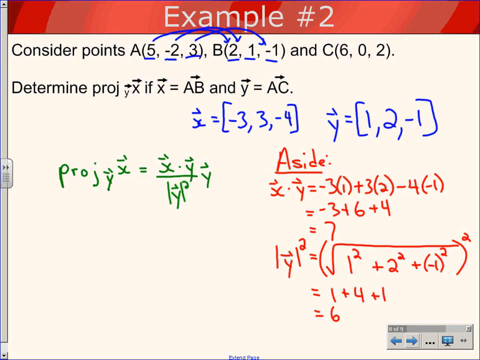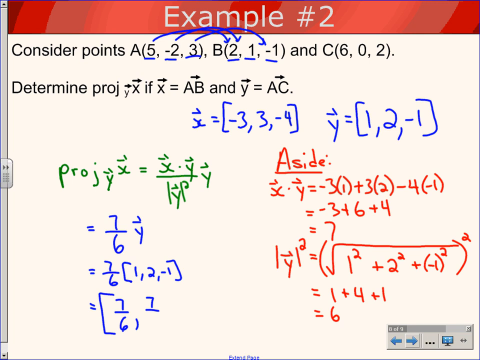Okay, all the work's done on the side. Back to the projection. I'm just going to slide over a little bit so I have more space. 7 on the top. Again, fingers crossed I did all those calculations right. 7 over 6 times vector y, which we should simplify a little bit. That's 7 over 6 times 1, 2, minus 1. And then we'll go ahead and multiply that through the bracket. Multiplying by 1s is easy. If you multiply it by the 2, it's going to simplify with, whoops.